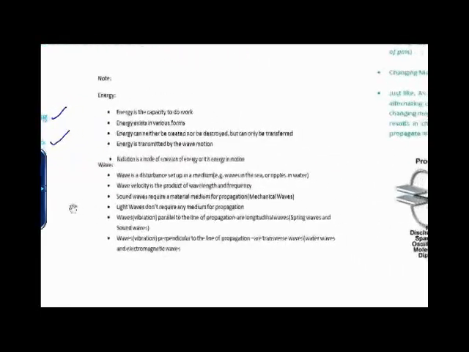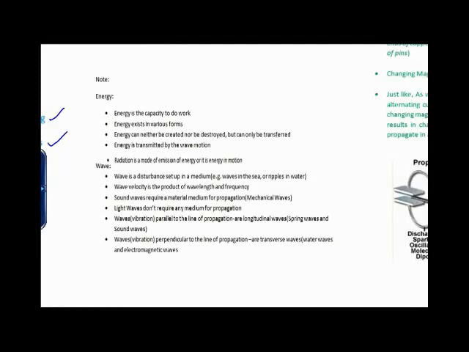That is, energy is the capacity to do work. You may sit and work for 6 hours a day, you may study for 6 hours. So that is the capacity to do work. And energy exists in various forms. Third point, energy can neither be created nor be destroyed, but can only be transferred. The next point is energy is transmitted by wave motion. It is transmitted in the form of a wave.